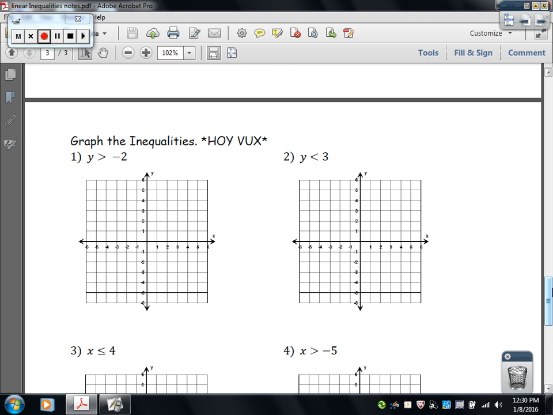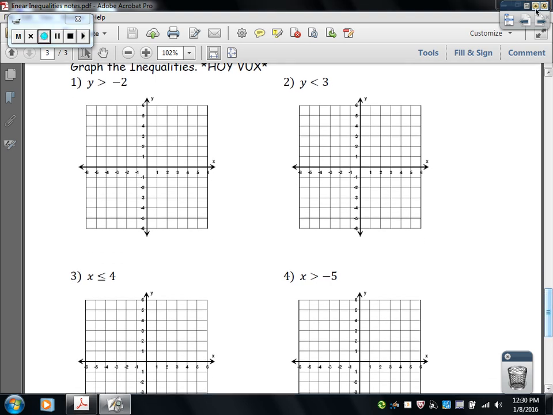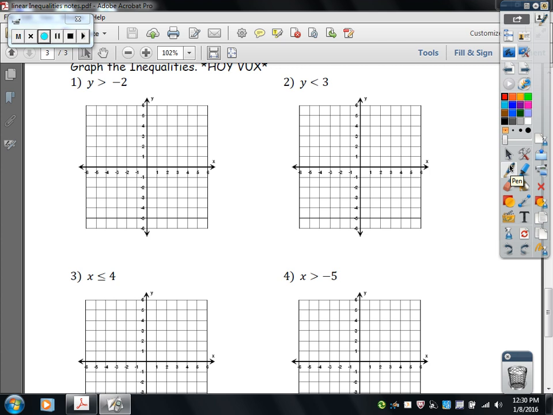Moving on, graph the inequalities. Guys, you have to be able to recognize that these are special. How are these special, or how are these different than the ones that we just did? Every single one, 1 through 6, has only one variable in it. Exactly right. They're either just a y or just an x. Now, if it's just a y, what kind of a line is that? That's a horizontal line. And if it's just an x, what kind of a line is that? It's a vertical line.